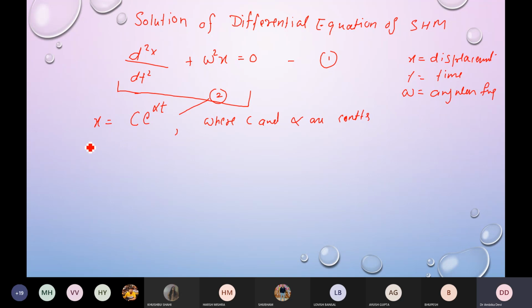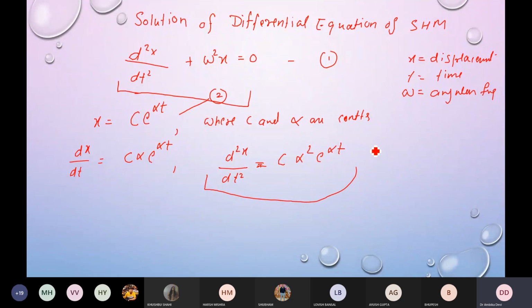So first of all, let us differentiate this equation. dx by dt will give you c alpha exponential alpha t. Again, if you differentiate this equation, you will get d2x upon dt square is equal to c alpha square exponential alpha t. Okay, now let us say this is equation number 3, so let us substitute the values of 3 and 2 in equation number 1.